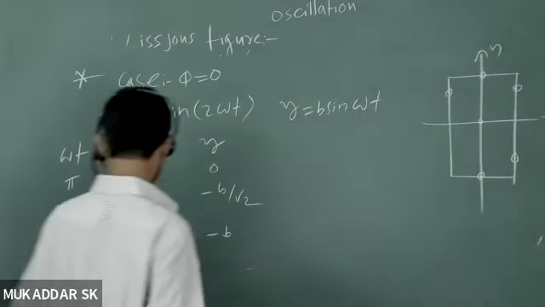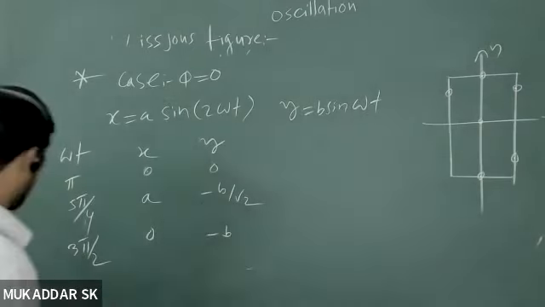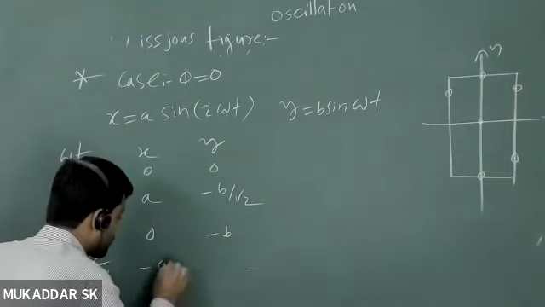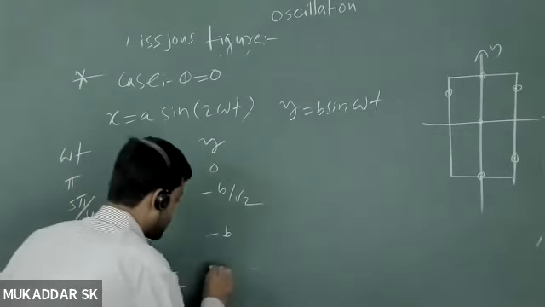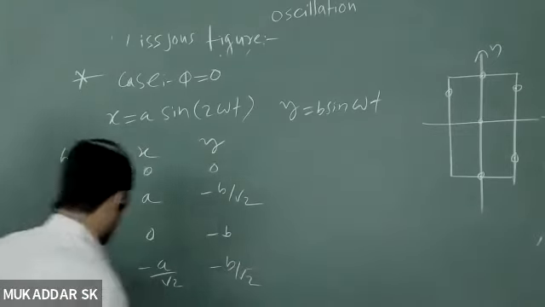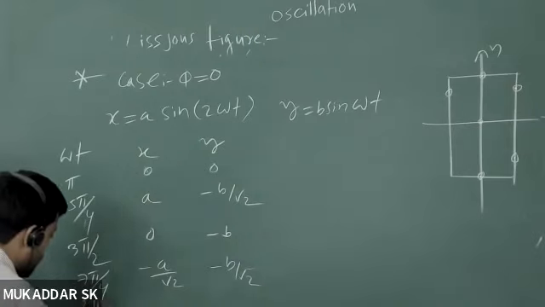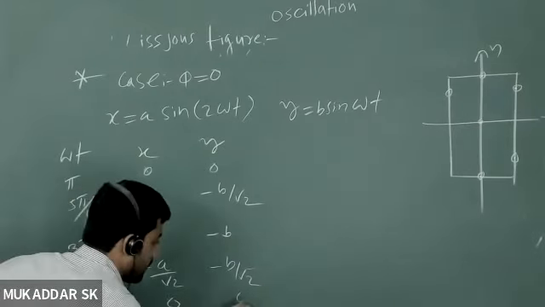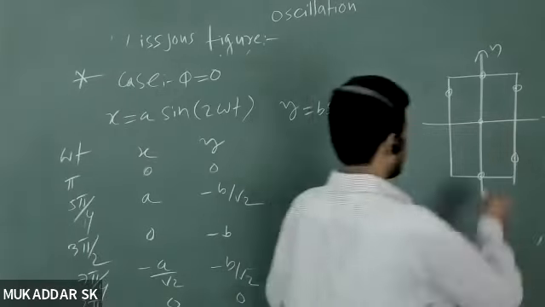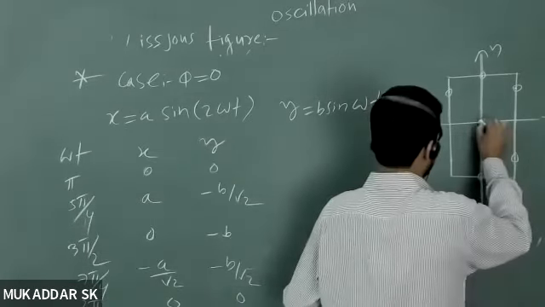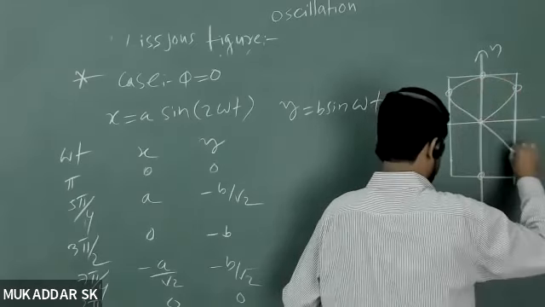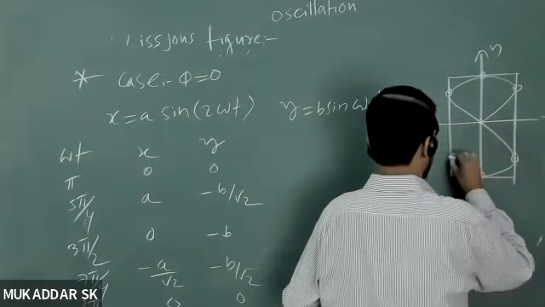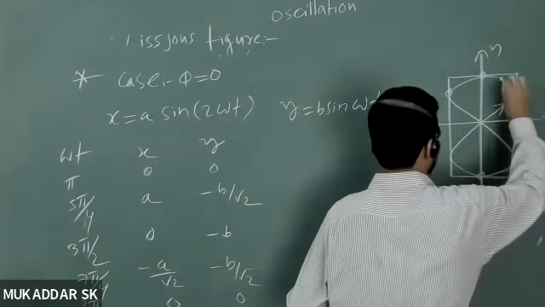Next, if you take 7 pi by 4, you will get x equals to minus a by root 2. Just check. And y will become minus b by root 2. If you extend further, it is 2 pi. It will be 0. So you'll get a point somewhere here. Now you can join these, so it will be like this. So the trajectory will be like this.